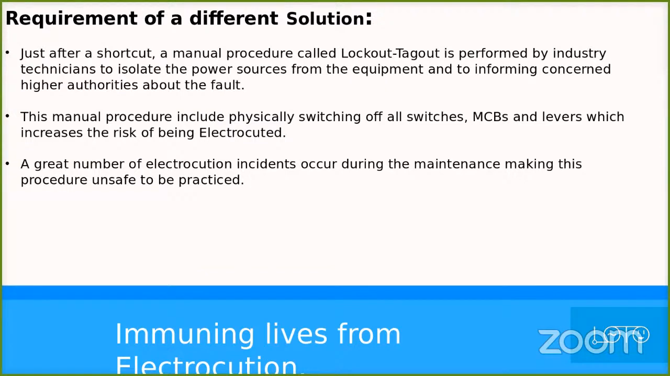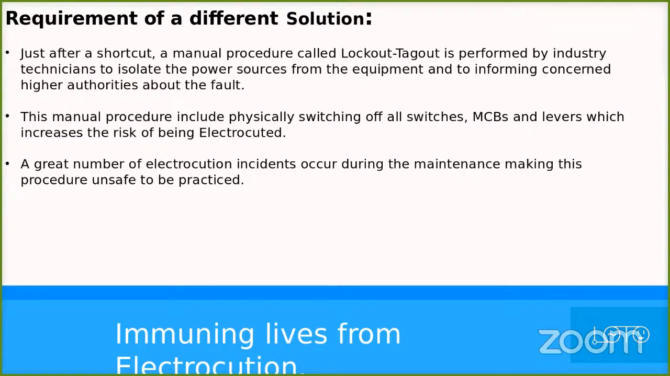So just after a shortcut, a manual procedure called lockout tagout is performed by the industry technicians to isolate the power sources from the equipment and to inform the concerned higher authority about the fault. This manual procedure includes physically switching off all the switches and MCBs, which actually causes a lot of risk and increases the risk of people being electrocuted. And a great number of electrocution incidents have occurred during maintenance, right?